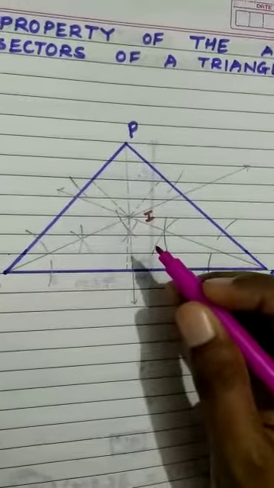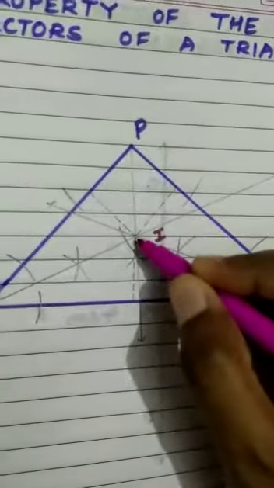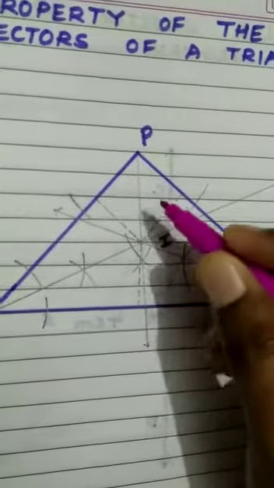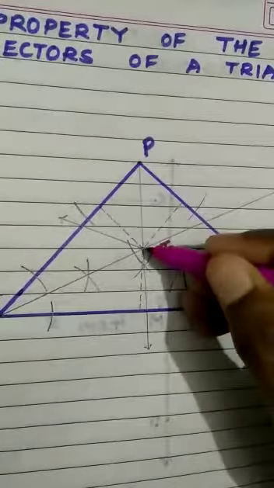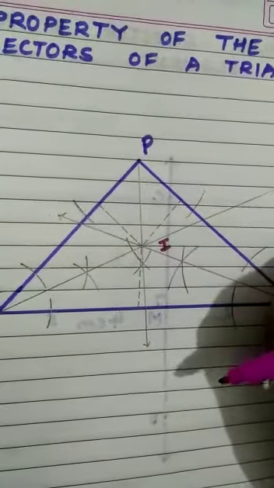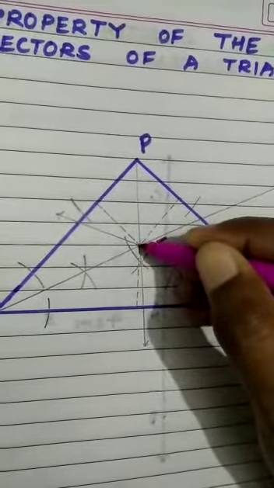Note that the point of concurrence of the angle bisectors of a triangle is in the interior of the triangle. See, it is inside the triangle.